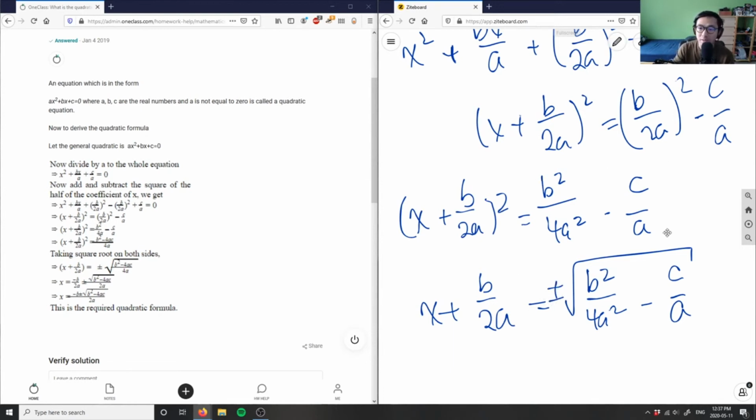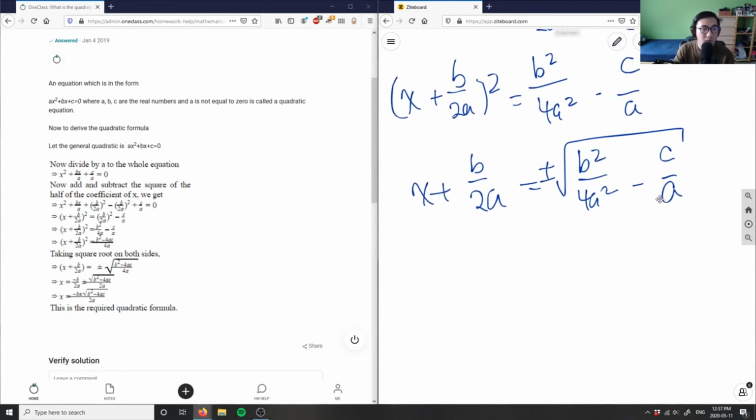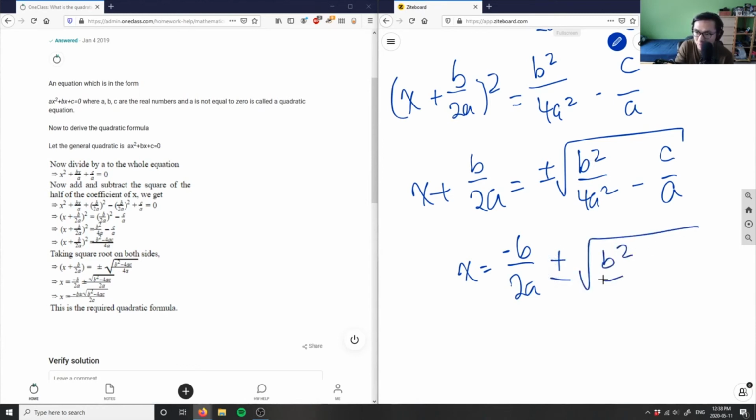And then I can simply subtract b over 2a from both sides, so I'm leaving x by itself, right? So x is going to equal negative b over 2a, since I'm moving this to the right side, plus or minus the square root of b squared over 4a squared minus c over a.